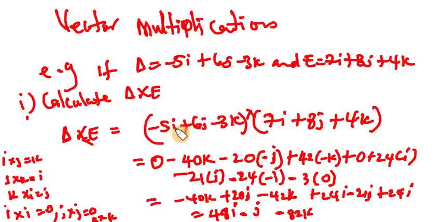When you are done multiplying minus 5I with the whole of this, then you use 6J to multiply the whole of this. When you are done, use minus 3K to multiply the whole of this. And you'll be left with 48I minus J minus 82K. So this is how to find the cross product. Let us see if we can resolve this using the method of determinant.